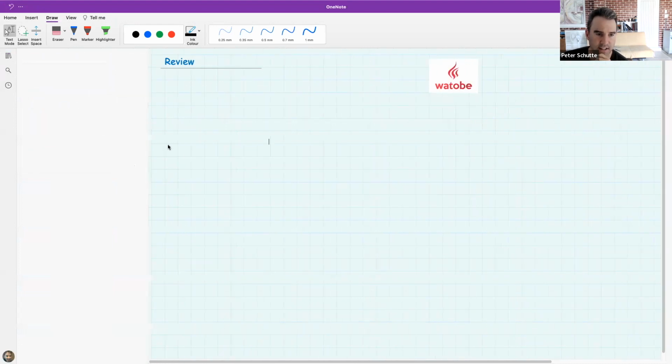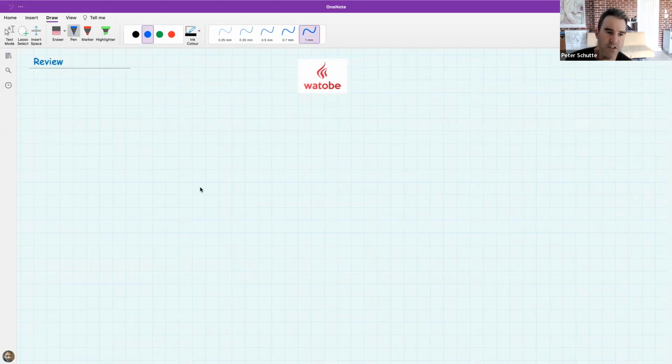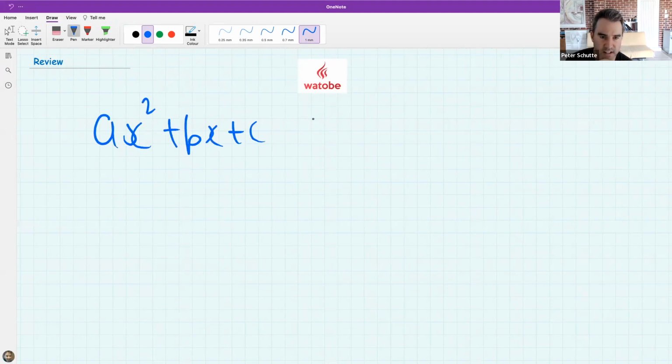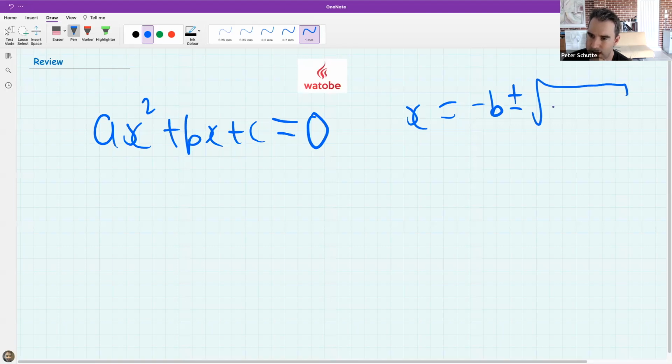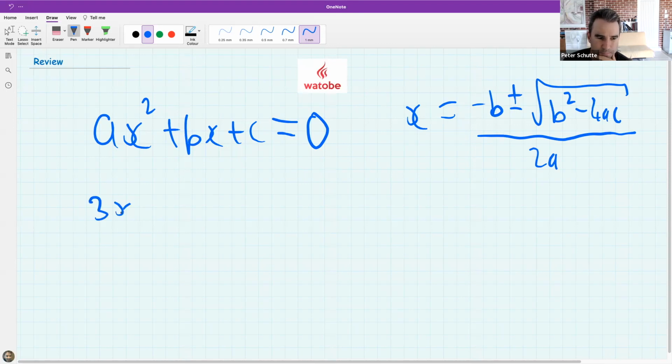So in the last lesson, we spent a lot of time practicing using the quadratic formula when we had a quadratic equation in standard form. Let's just write that up again, just so we have some sense of remembering what happened in the last lesson. Most of the time, this is the standard form in variables, but normally it looks something like this.